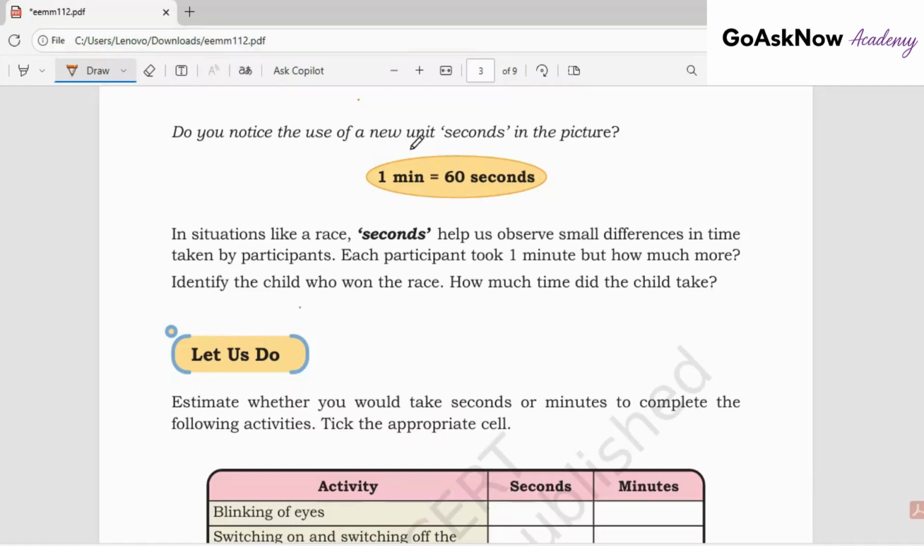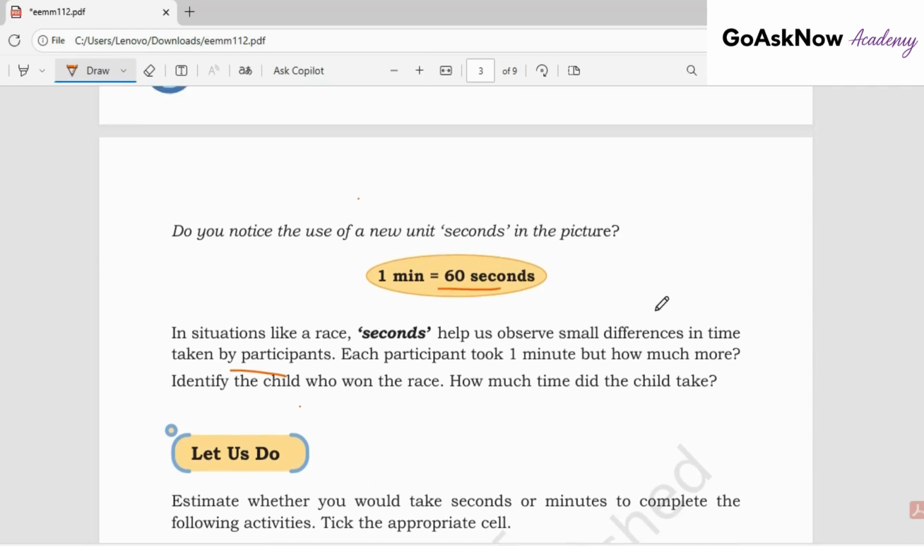Here, do you notice the use of a new unit, seconds, in the picture? 1 minute is equal to 60 seconds. In situations like a race, seconds help us observe small differences in time between the participants. Each participant took 1 minute, but how much more? Identify the children who won the race. How much time did the children take?